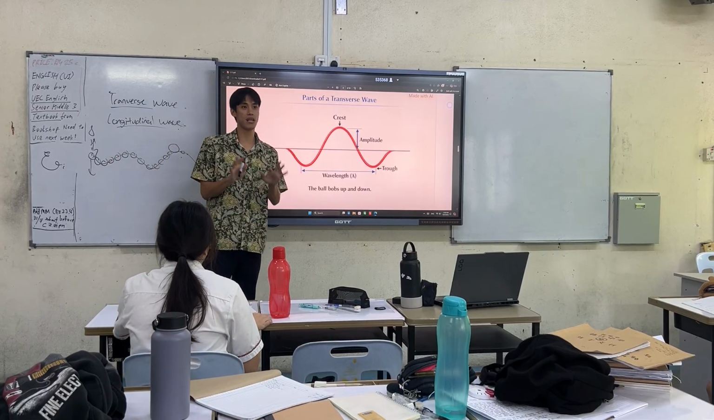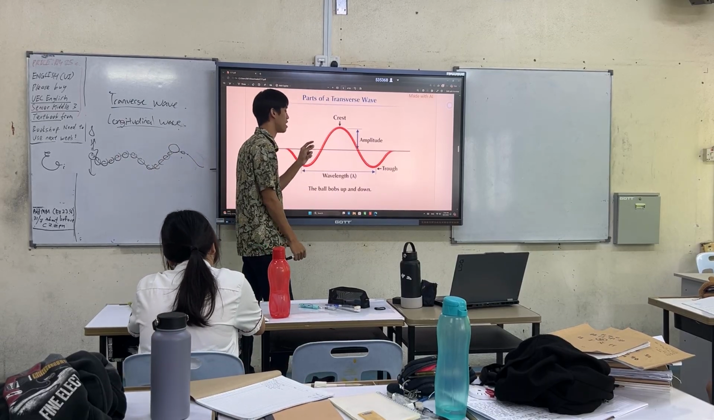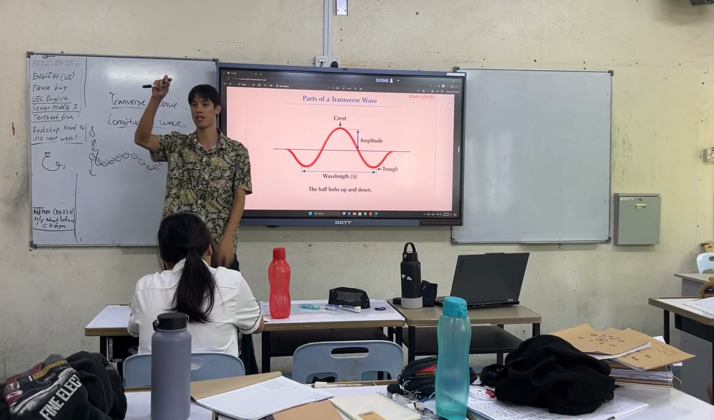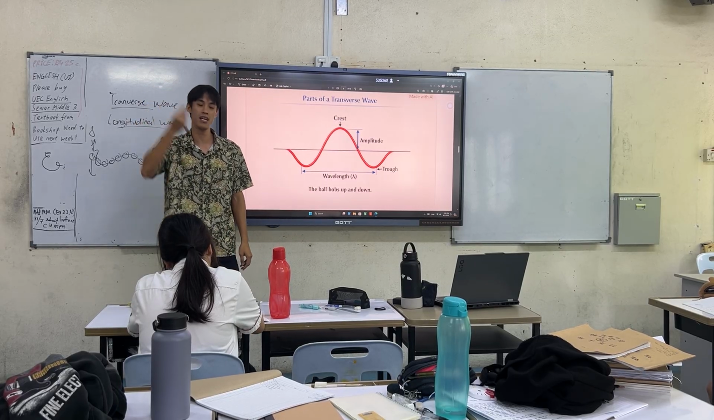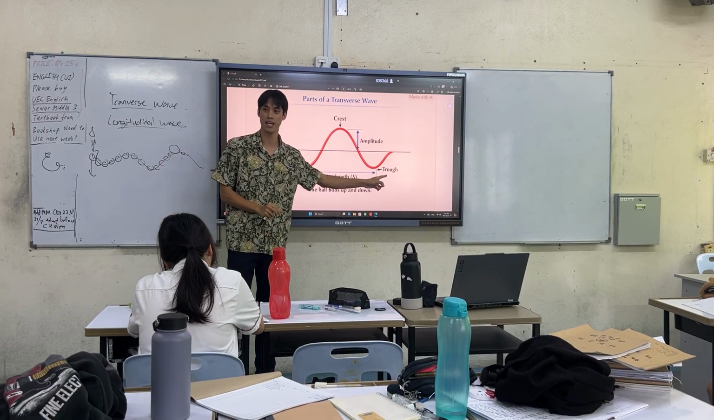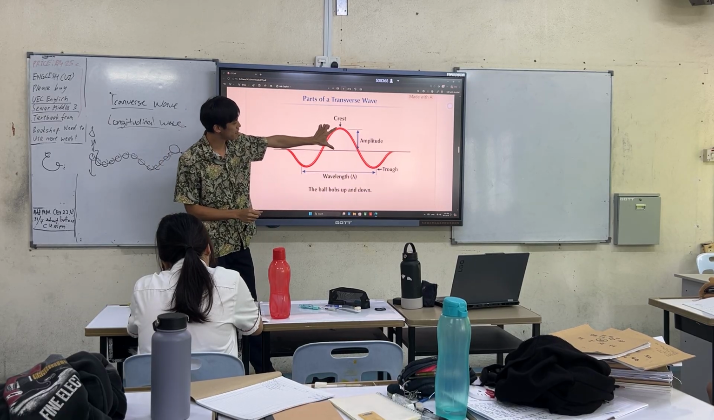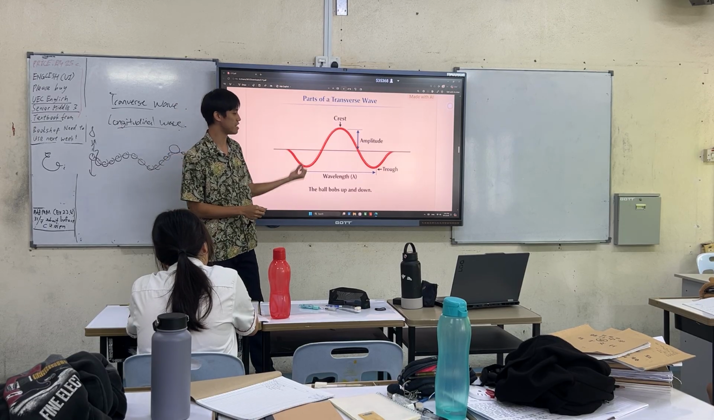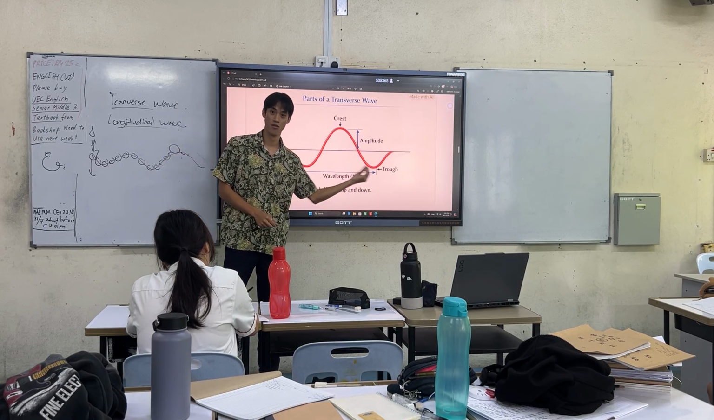A transverse wave has several features. The easier one is called crest and trough. Crest is just the highest point of the wave line, and trough is the lowest point of the wave. And this here is called amplitude. I think you learned this before already. This is the amplitude, and this is the wavelength. Wavelength, you also understand, right?